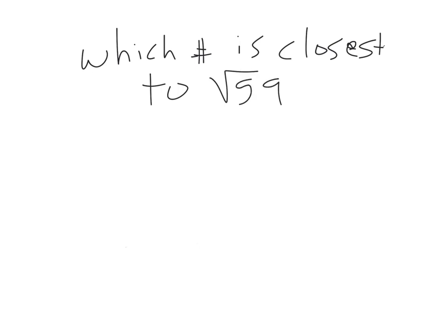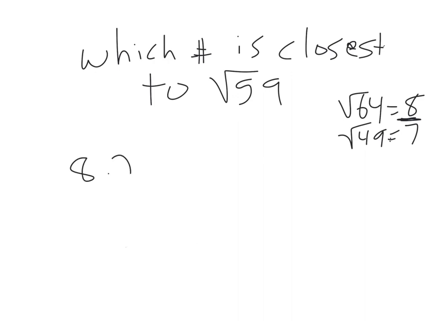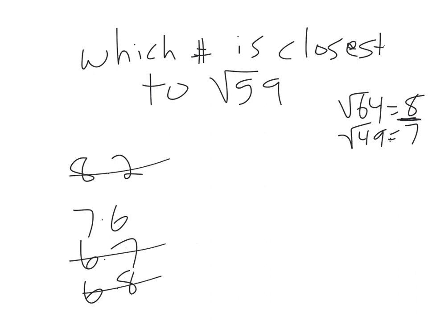Now, we know that 59 is in between the square roots of 64, which is 8, and the square root of 49, which is 7. So our answer is going to be somewhere in here, between 7 and 8. They're going to give you options that look like this. This is a problem from my IXL. 8.2, 7.6, 6.7, and then 6.8. And you're like, okay, well, if it's going to be between 7 and 8, then this one's out, this one's out, this one's out. So it's got to be this one here. And if you were to type in your calculator 59, hit the square root button, you're going to get 7.6, yada, yada, yada. So it would be something like that.